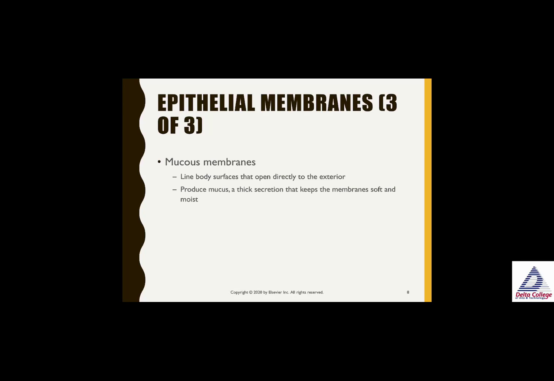Now let's talk a little bit about mucous membranes. These line body surfaces that open directly to the exterior. So like around our eyes we have mucous membranes, our nose and our mouth. And basically you can think of any of those that line the respiratory, digestive, urinary, reproductive tracts. They produce mucus, which is a thick secretion that keeps the membrane soft and moist.